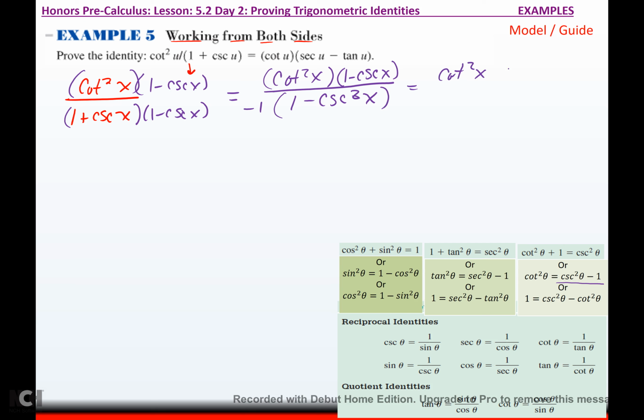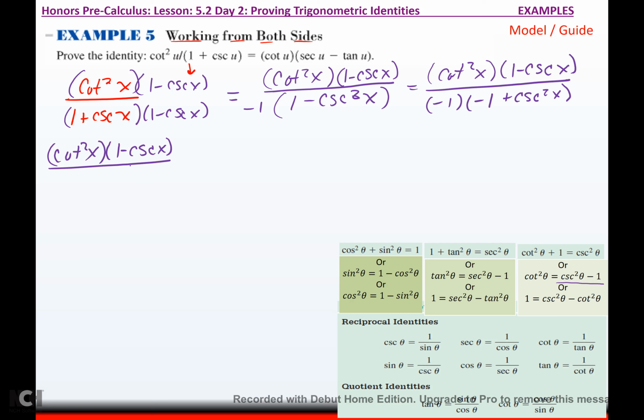cotangent squared x times 1 minus cosecant x. If I factor out a -1, I'm going to get -1 plus cosecant squared x, which now you can say cotangent squared x times 1 minus cosecant x over -1 times cosecant squared x minus 1, and cosecant squared x minus 1 equals cotangent squared. So I can replace that with cotangent squared x now.